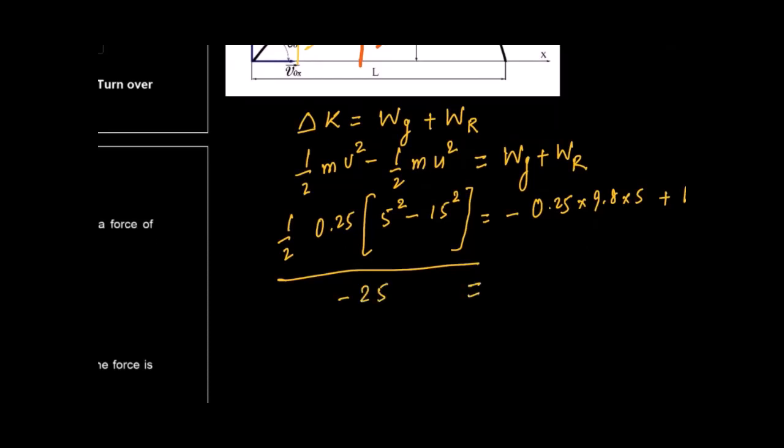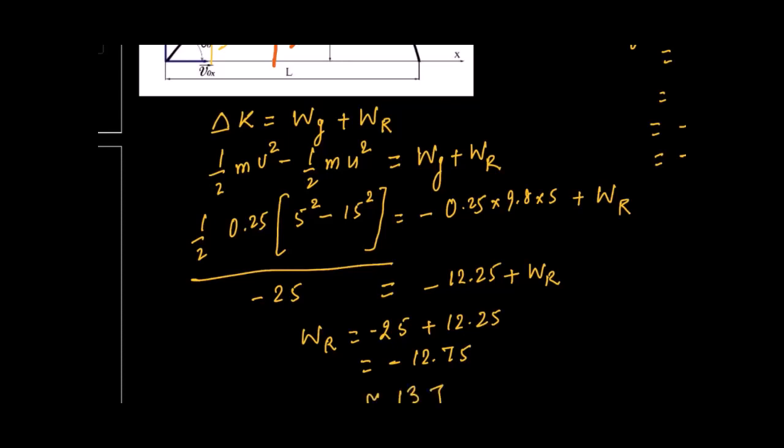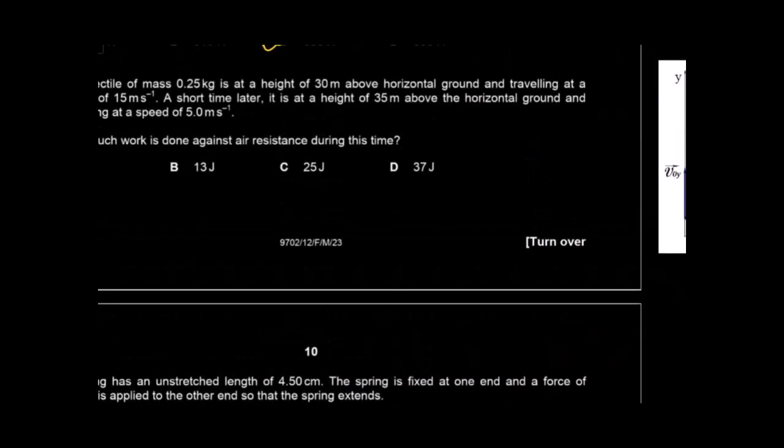So this is equal to minus 12.25 plus the work done by the resistive force. So the work done by the resistive force is minus 12.75, and of course the negative sign shows that the work done is in the opposite direction of the displacement. So option B is correct.